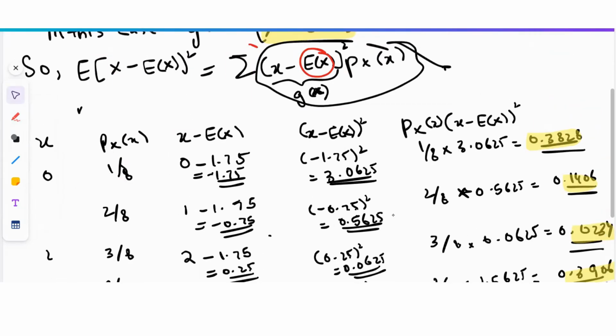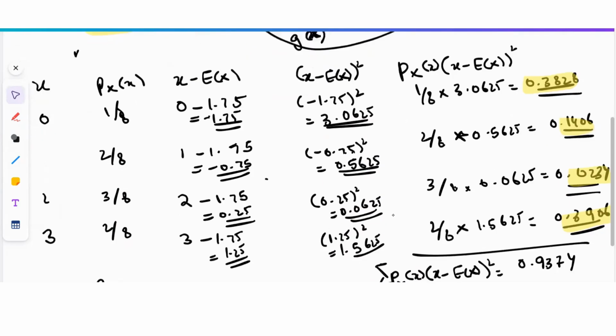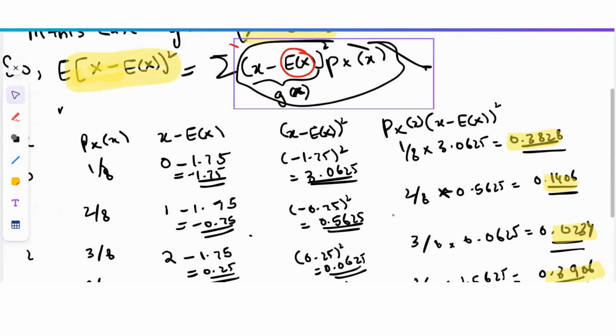Right, so in this way, using method 2, you can find the expected value of this. When we're applying the definition, we're just saying we need to find the expected value of this function, where g of x is this entire thing, x minus expected value of x. So for each value of x, you evaluate what x minus expected value of x squared is, which we've done here, for each value of x, like 0, 1, 2, 3. And then you multiply each with its corresponding probability, so you essentially find what this is. And then the summation means you just sum them.